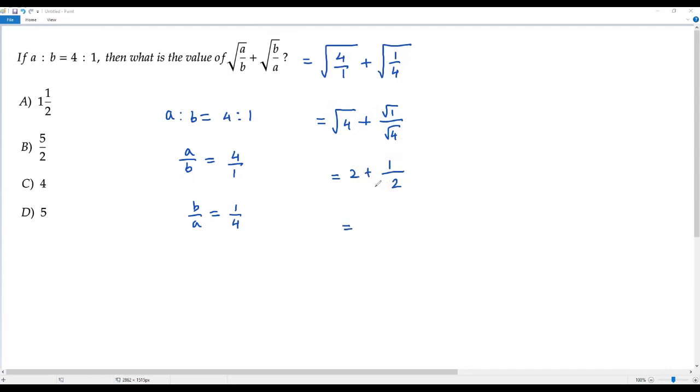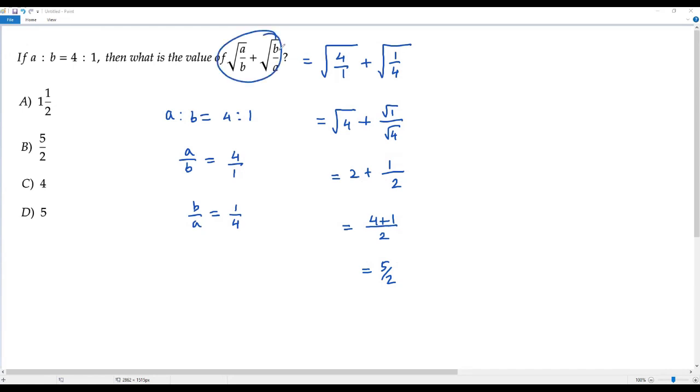Whenever I want to do addition or subtraction between an integer and a fraction, the integer has to be multiplied by the denominator of the fraction. Once I'm done with this multiplication, I can take these two as a common denominator. Okay, 2 times 2 is 4. Then I'm getting 4 plus 1 all divided by 2. 4 plus 1 is 5. That is, we get 5 over 2.